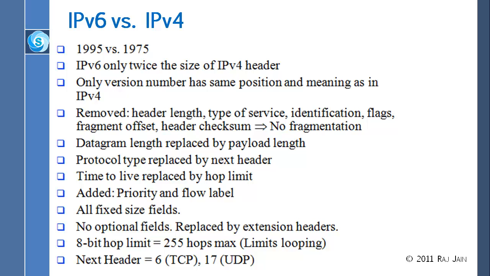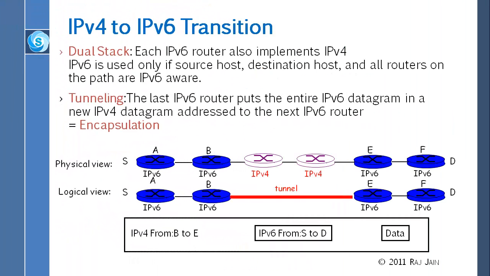The next header field, for example, 6 means TCP and 17 means UDP. So that is the protocol number for TCP, and this is the protocol number for UDP, 17. If that field says 6, that means the next header is TCP, right? But before it says 6, it will say something else for IPv6 headers. We will talk about them in a minute.